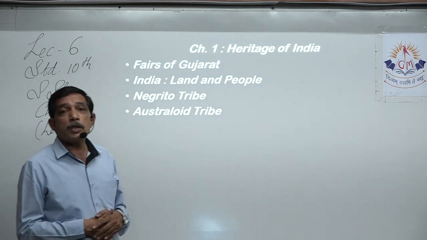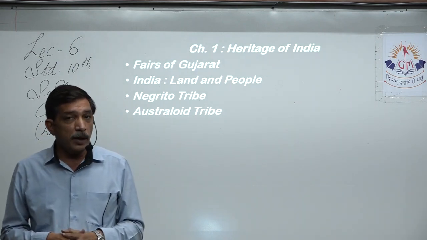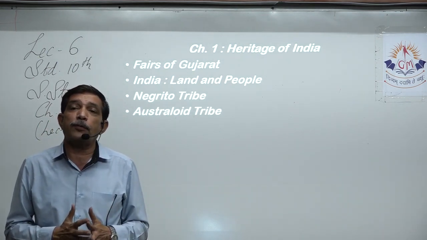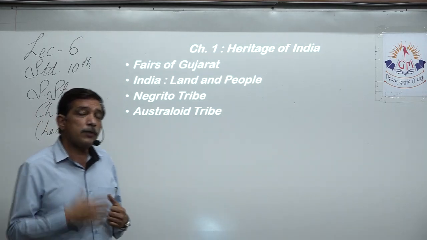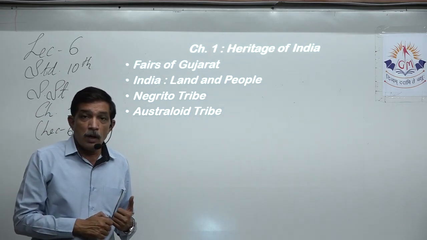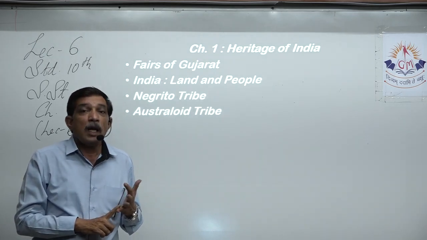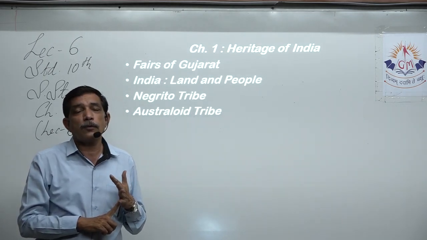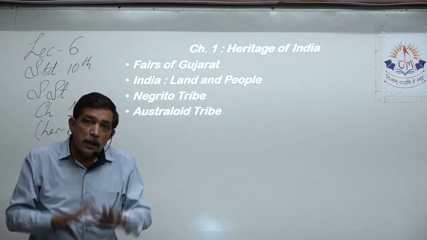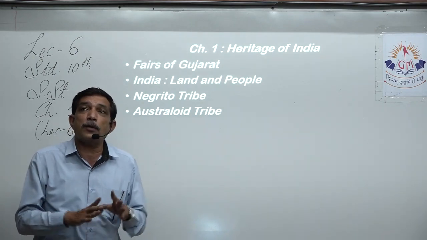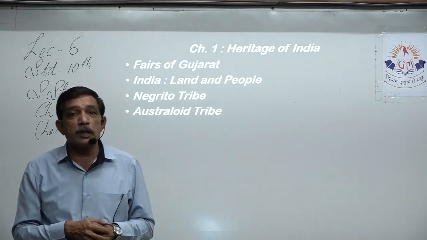Then we came to the most important part of our chapter, that is India, land and people. Yes, we were learning about the different tribes that came from outside and settled in India. We are more interested from where they came, that is the first point. The route that they used to reach India, that is the second point. The third very important point for you to remember is their physical features, because people were already living in India. Their physical features were quite different from those coming from outside. So we have to mark them out with the help of physical features.